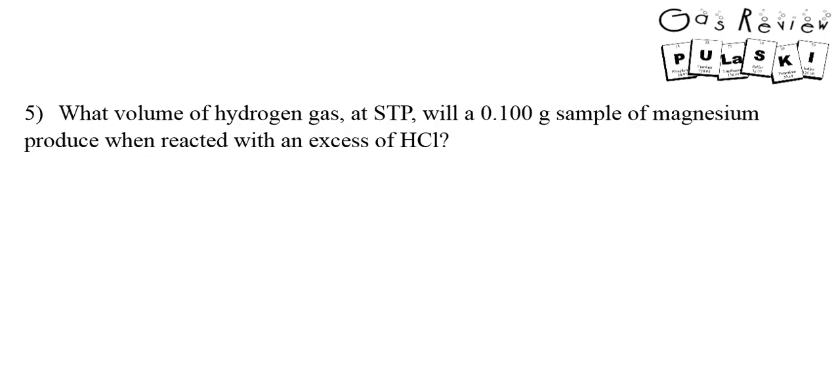Another problem. What volume of hydrogen gas at STP will a 0.1 gram sample of magnesium produce when reacting with an excess of HCl? Okay, so the minute I see this, check this out. Hydrogen gas and magnesium. They're talking about two different things. I want to know the volume of hydrogen gas, and I have a sample of magnesium. This, again, is gas stoichiometry. This is stoichiometry because I'm going from one thing to another. So I do need an equation.